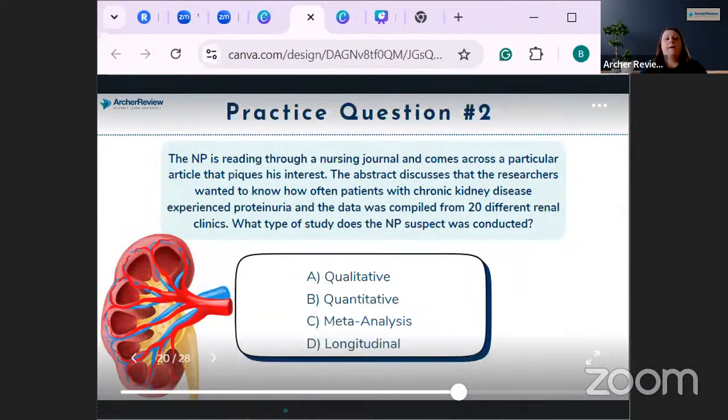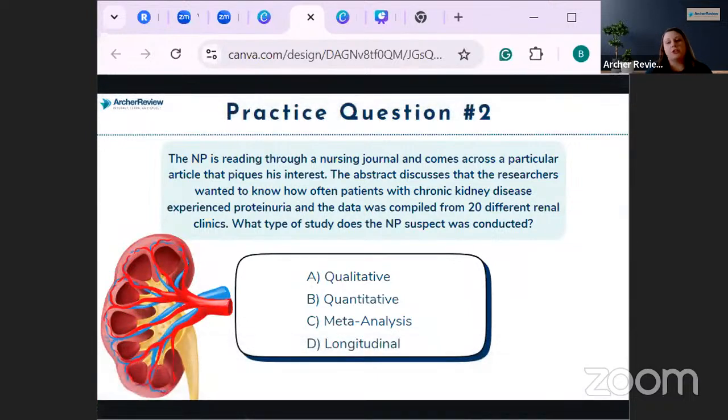All right. Practice question 2. So you're reading through a nursing journal. You come across a particular article that piques your interest. The abstract discusses that the researchers wanted to know how often patients with CKD experience proteinuria, and the data was compiled from 20 different renal clinics. What type of study do you suspect was conducted? So what are you thinking here? Is it A, qualitative, B, quantitative, C, a meta-analysis, or D, longitudinal?